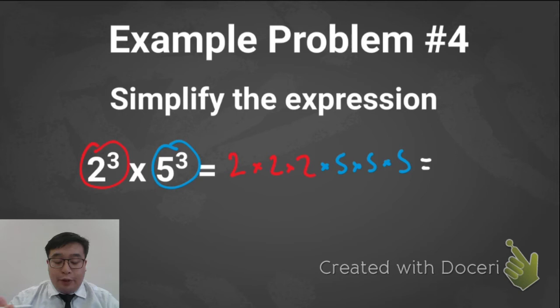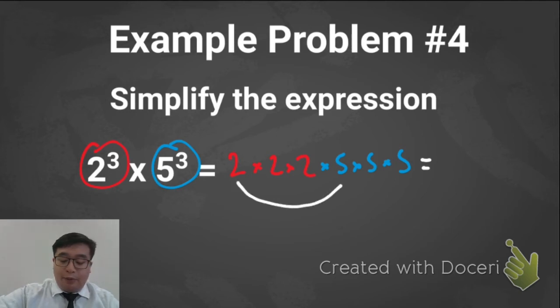Again, notice how we have 2 different bases right now. We have 2's and we have 5's. Well, one trick that we can use is I can take one of these 2's and multiply them with a 5 using the commutative property. So 2 times 5, that's going to be 10. Another 2 times 5, that's going to be 10. And another 2 times 5 is going to be 10.